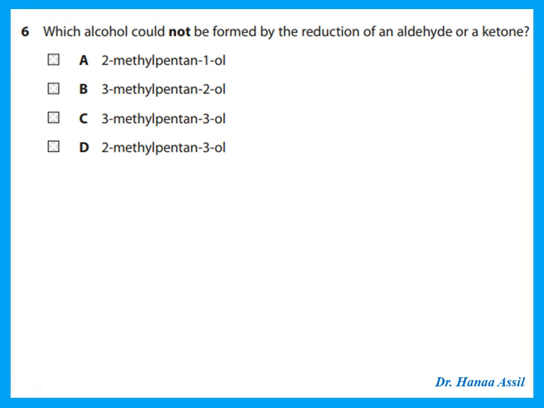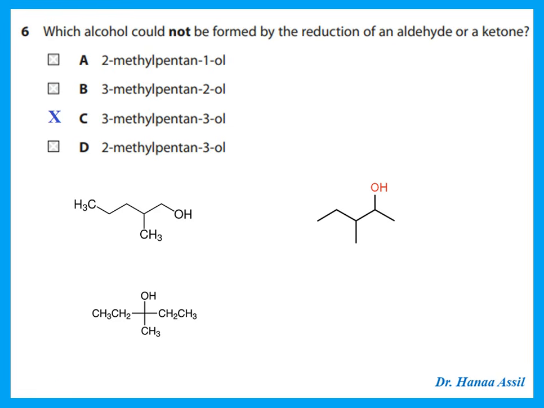Which alcohol could not be formed by the reduction of an aldehyde or a ketone? Let's take a look. 2-methyl pentan-1-ol, this could be formed by reduction of an aldehyde. This 3-methyl pentan-2-ol, yes, if I do reduction of a ketone. 3-methyl pentan-3-ol, remember this is a tertiary alcohol, you cannot form it by reduction of an aldehyde or a ketone. So this is my answer. 2-methyl pentan-3-ol, yes, you can form it by reduction of a ketone.